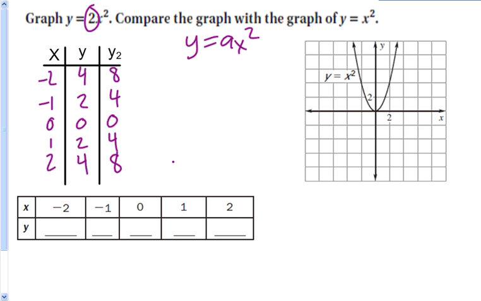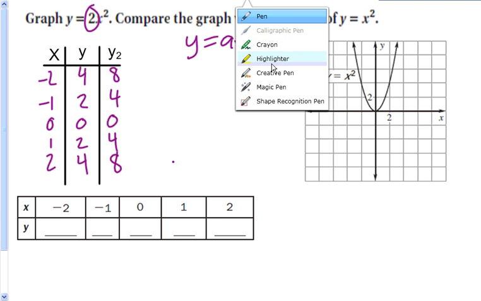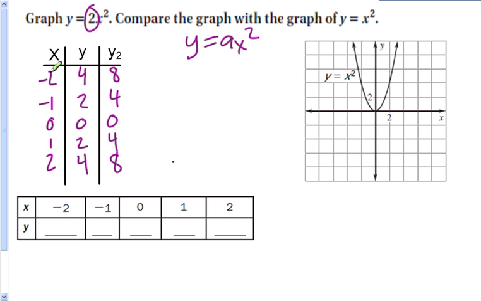So now I've got a new table that I'm going to plot to get my new graph. And I'm going to graph these x values with these y values to get y equals 2x squared. So let's do that. I have -2 would be right here, and I'm up here at 8, so 2, 4, 6, 8. At -1, I'm at 2. At 0, I'm still at 0. At 1, I'm at 2. And then at 2, I'm up here at 8. So here's my new graph.